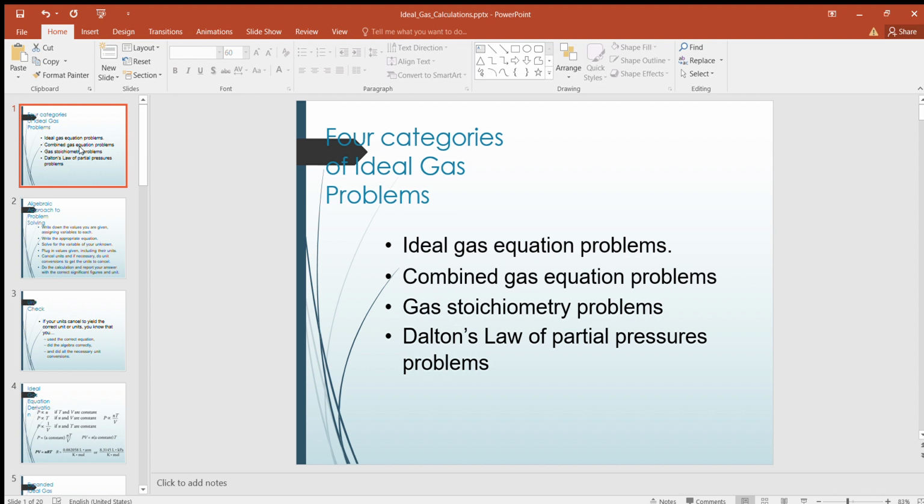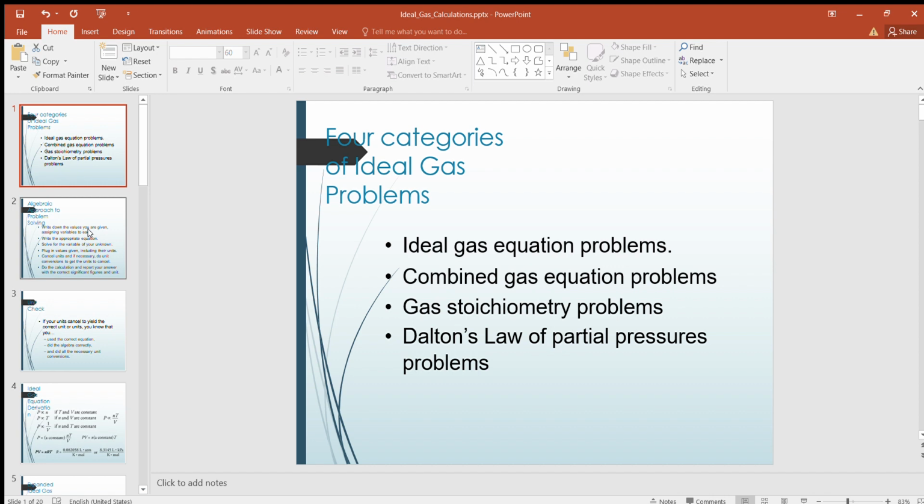Okay, and for the most part gases all follow the equation PV is equal to nRT, where V is the volume in liters, n is the number of moles, T is the temperature in Kelvin, and R is a constant which is equal to 0.08206 liters atmosphere per mole Kelvin.